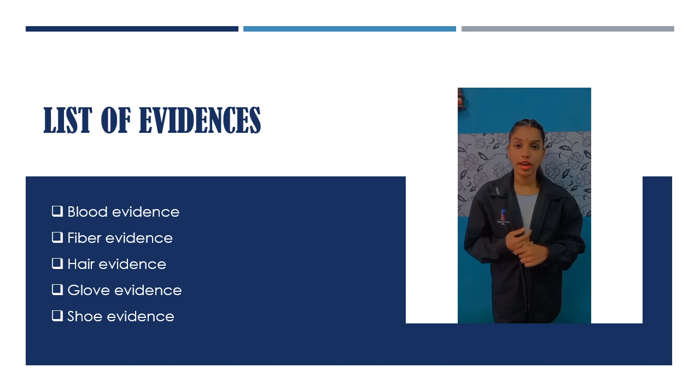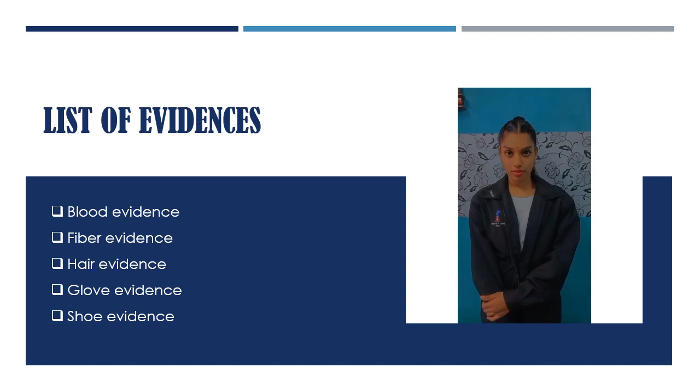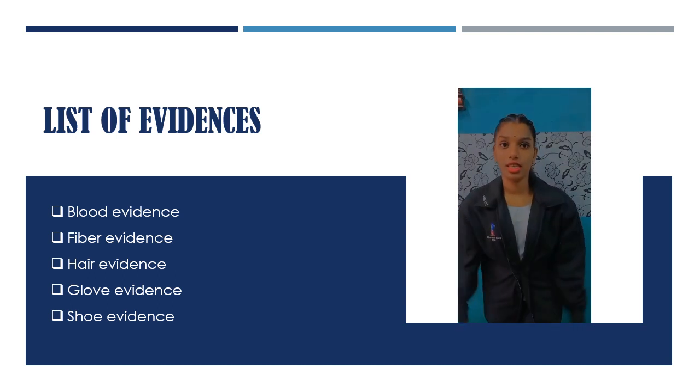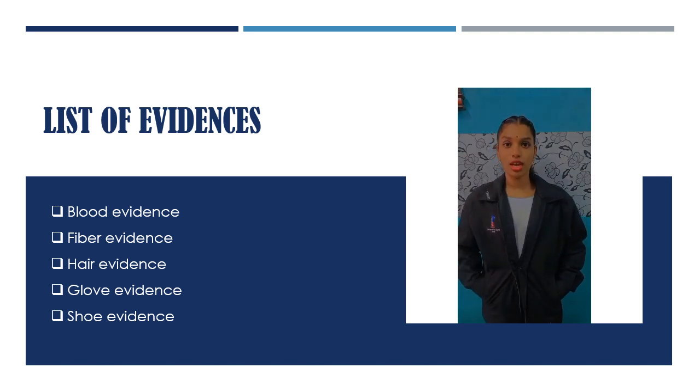From this case, I have listed 5 evidences, which are blood, fiber, hair, glove, and shoe. Let's look at them one by one. The first is blood evidence. Blood evidence is blood related to a crime and is used as evidence in court.